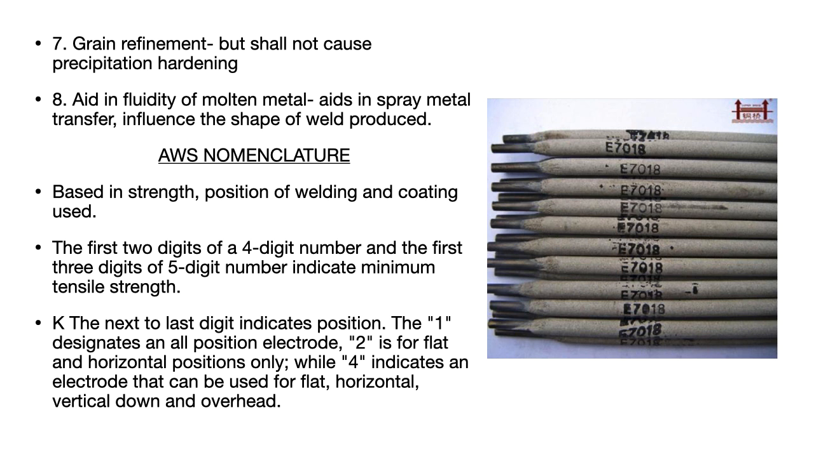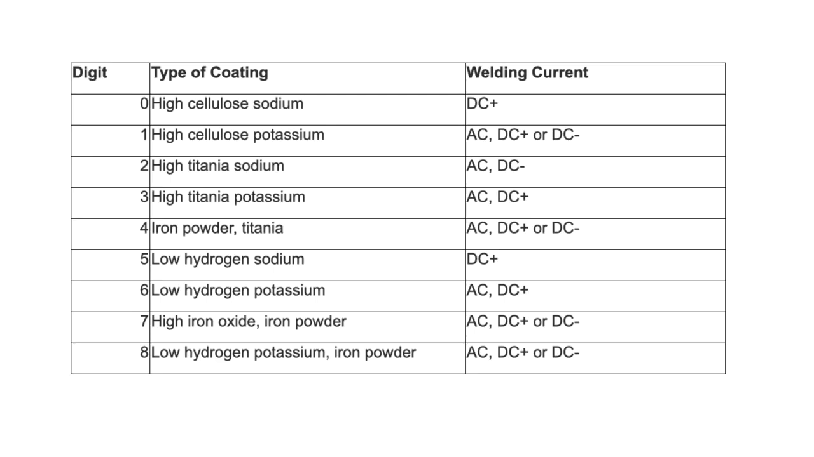Whereas for 2, wherever you find 2, it can be used only for flat or horizontal positions. Whereas 4 is used only for flat, horizontal, vertical down and overhead. The last digit basically denotes the coating. This coating number in this case is 8. It can vary from 0 to 8; the last digit can be 0, 1, 2, 3 up to 8.